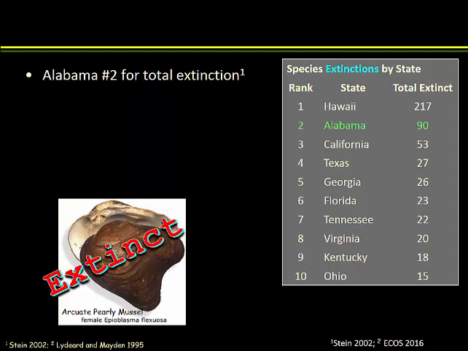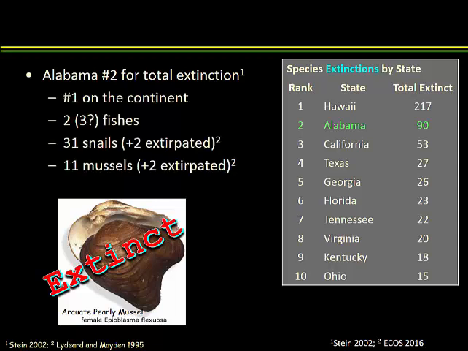But if you set Hawaii aside, because it's a special case by being an island, Alabama is at the very top of U.S. states for extinctions. And it's at the top by a wide margin. The nearest state is California with 53 extinctions. These data are about 20 years old, so these numbers might have shifted just a little bit. But overall, Alabama is going to be holding on to that position for a long time.